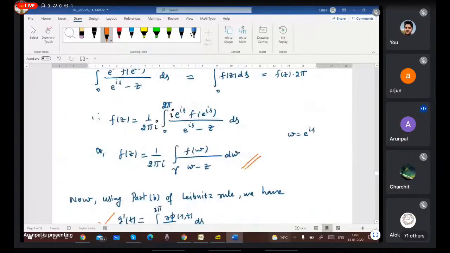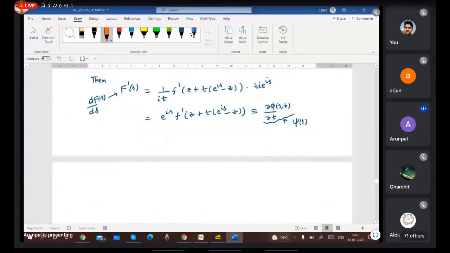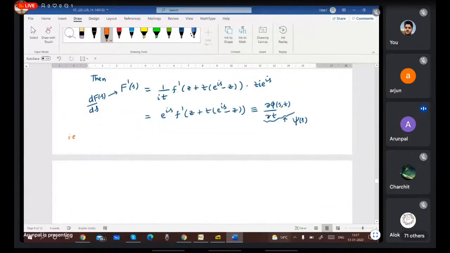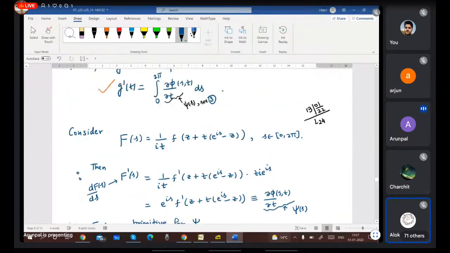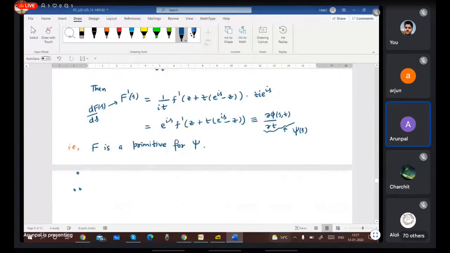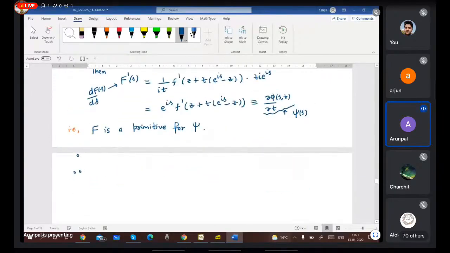So it means, class, that F is a primitive for psi. Is this okay, class? Yes, sir. So therefore, let's further start with.